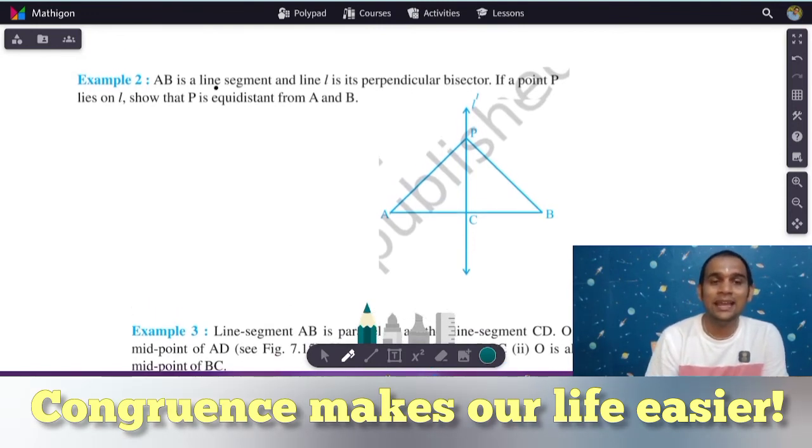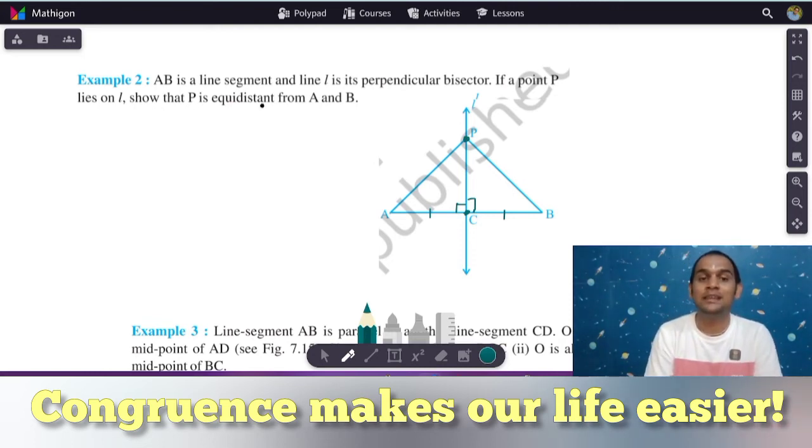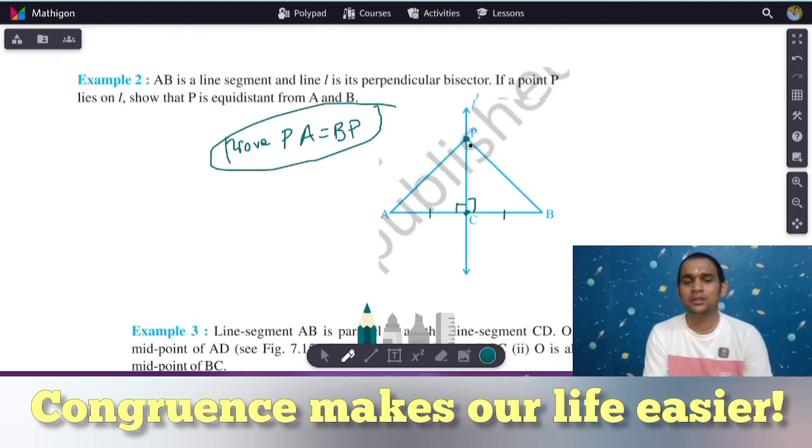Now this says that AB is a line segment and line L is its perpendicular bisector. What is the meaning of perpendicular bisector? It is making a 90 degree angle. Bisector means C is the midpoint. That means AC is equal to CB. If point P lies on L, the perpendicular bisector, we need to show that P is equidistant from A and B. That means we have to show that PA is equal to PB. So we have to prove that. Then if we have shown that, that means P is at equal distance from A and B.